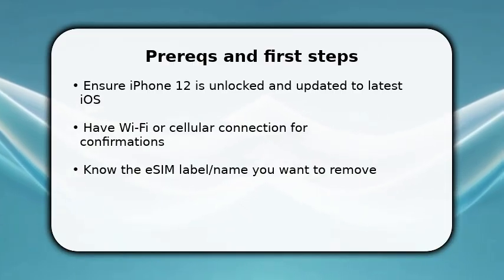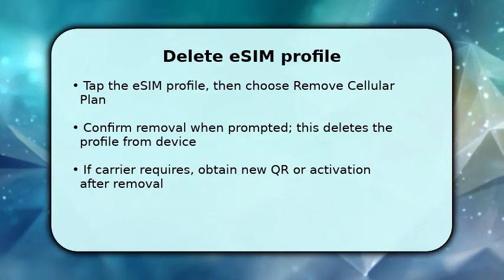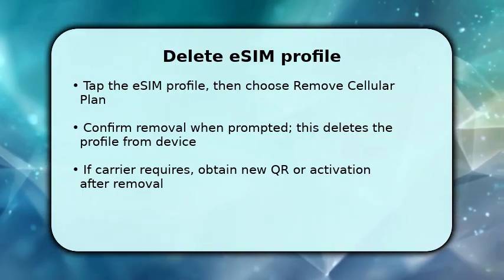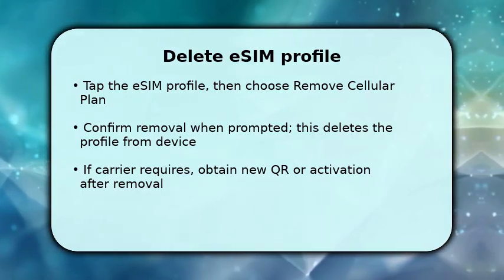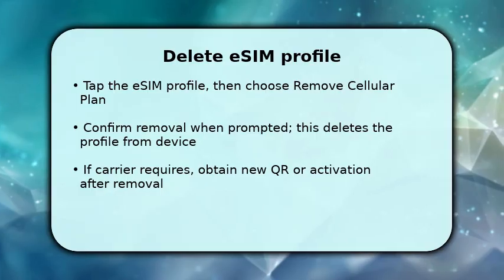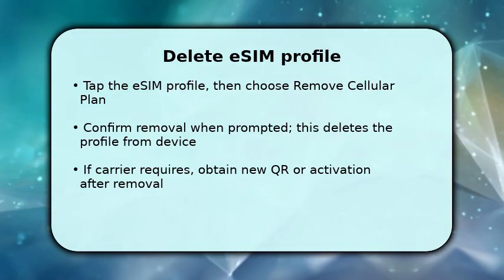Now you remove the plan. After opening the eSIM details, choose Remove Cellular Plan and follow the on-screen confirmation prompts. You tap Delete or Remove. This wipes the eSIM profile from the iPhone's secure element. Once removed, the iPhone no longer connects using that virtual SIM. This is why you backed up first.